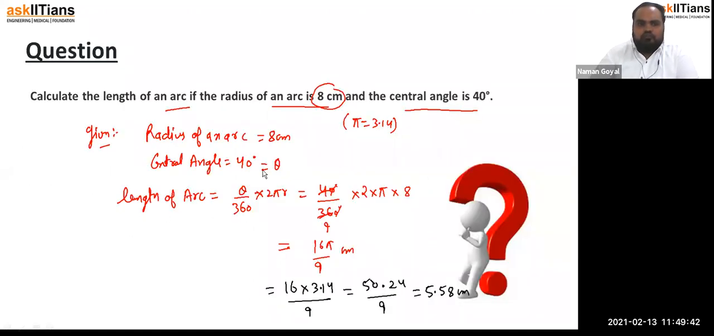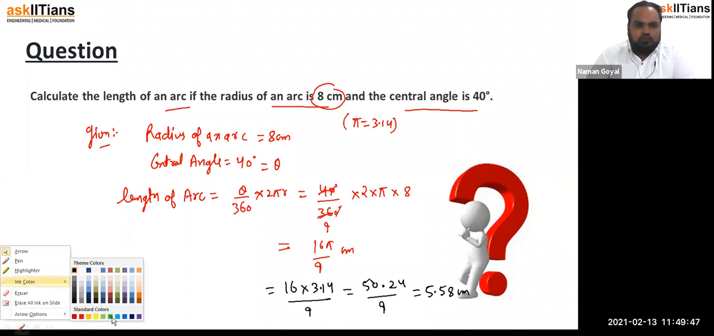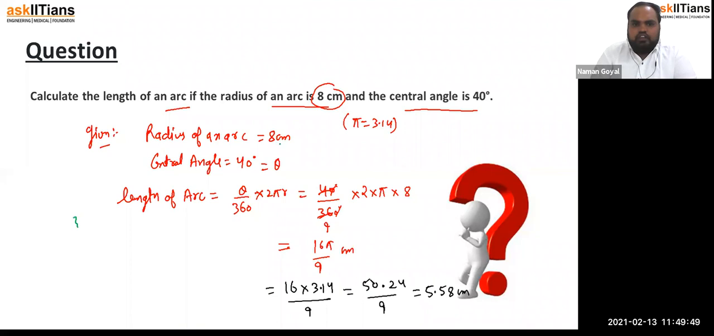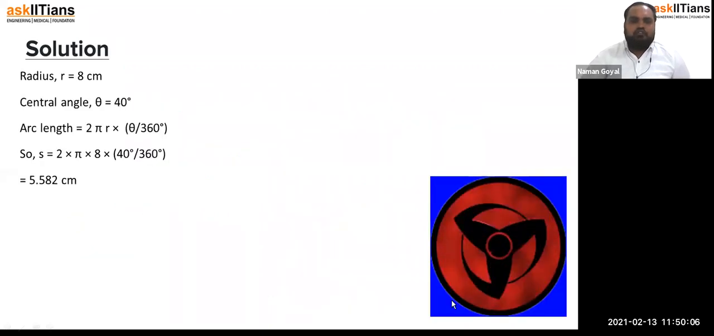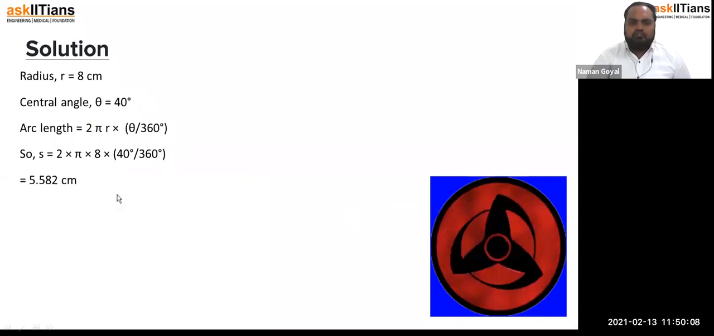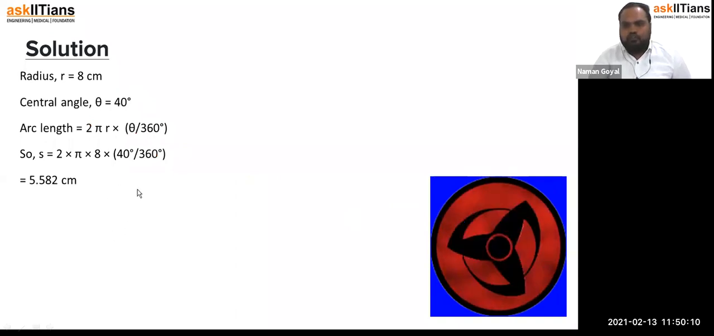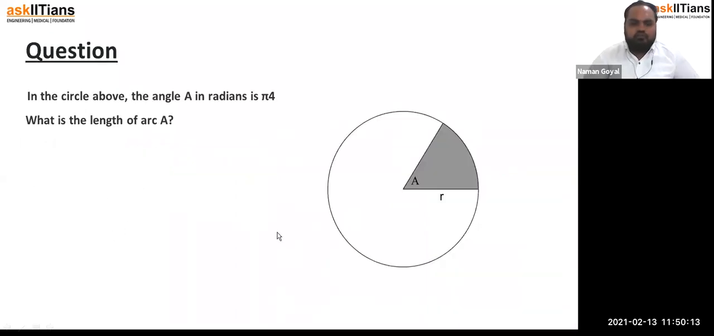So the question we have done: radius is given, angle is given, and we know the formula of length of arc is theta upon 360 into 2 pi r, and the value of pi we are going to take is 3.14. So the answer we got is 5.58. Okay, so the solution is this. You can do this, right? Now move to the next question.